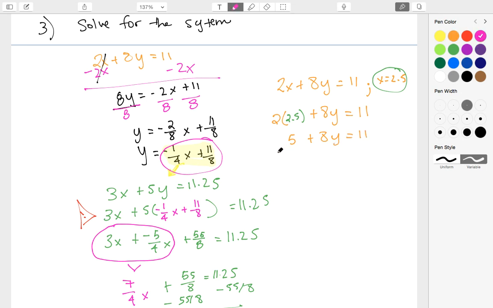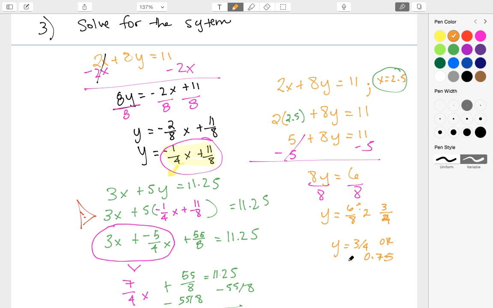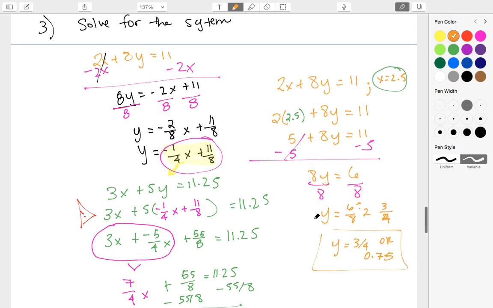And then I need to isolate my variable to find y. So subtract 5, I'll get 8y equals 6. And then we'll isolate one more time, divide by 8, y equals 6/8, which both can be divided by 2. So we'll get 3 over 4. So y equals 3/4, or in this case, 0.75.